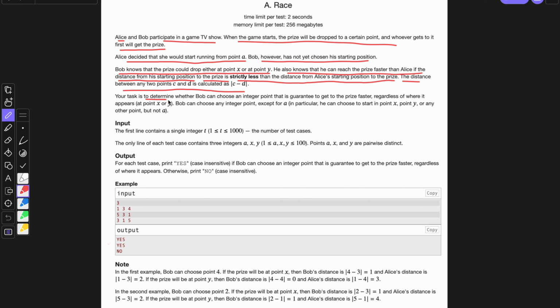So your task is to determine whether Bob can choose an integer point that is guaranteed to get to the prize faster regardless of where it appears, at a point X or Y. Bob can choose any integer point except for A.